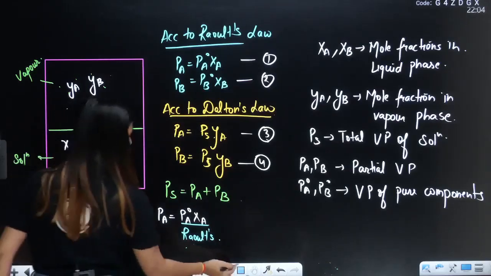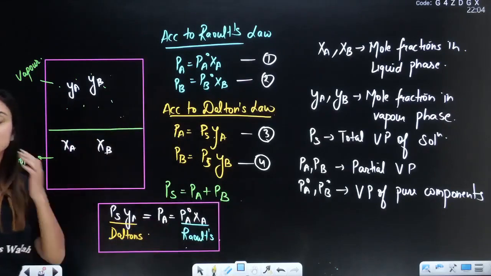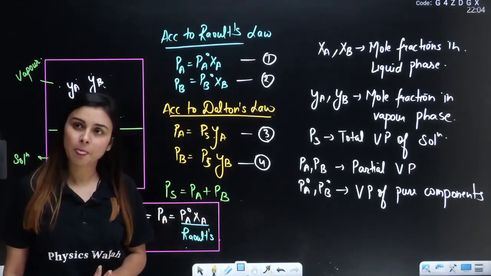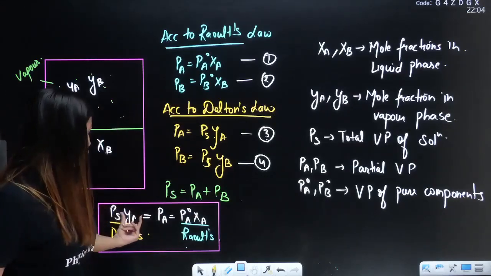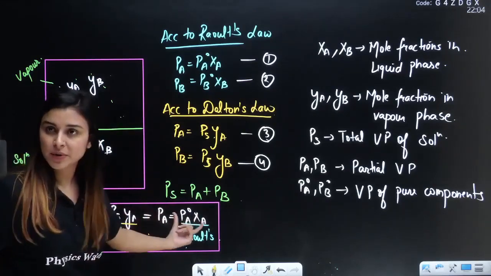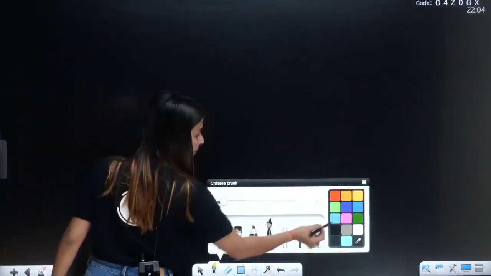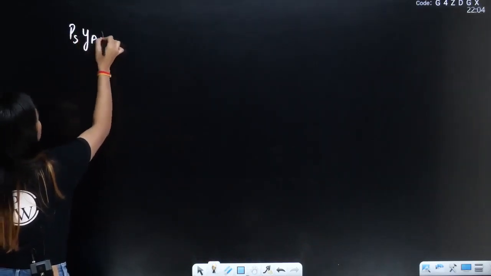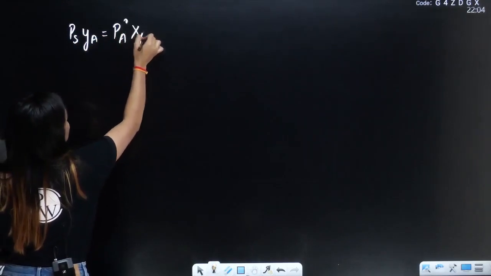So, my dear students, only and only this expression you need to understand. Only and only this is the relation between Raoult's law and Dalton's law. Okay. So, if I know this, that PS is equal to YA, this expression is equal. So, what can we say? We can say that PS into Y of A is equal to PA naught into XA.